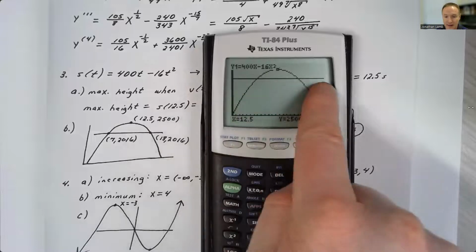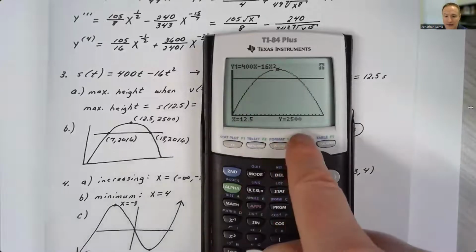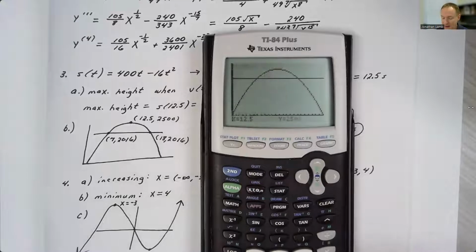That's why I put that in as Y2. That's what I needed to find. All you have to do to find that is go second calc, number 5. We're finding an intersection. Second calc, intersect, hit enter 3 times: first curve, second curve, guess. Enter, enter, enter. And you'll see I get my first answer of 7.